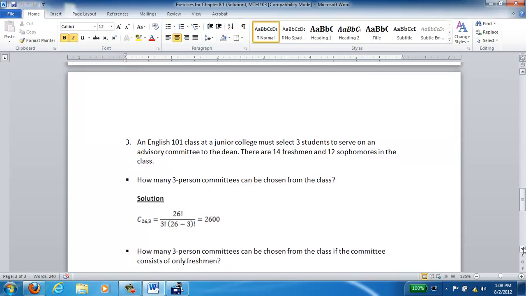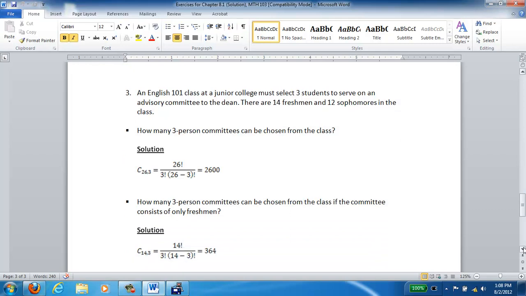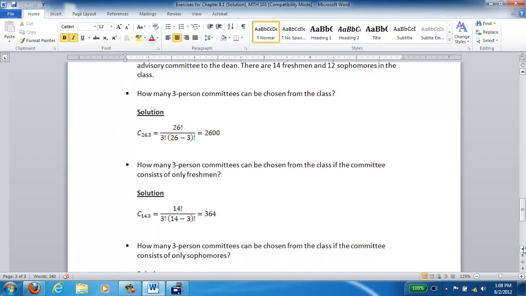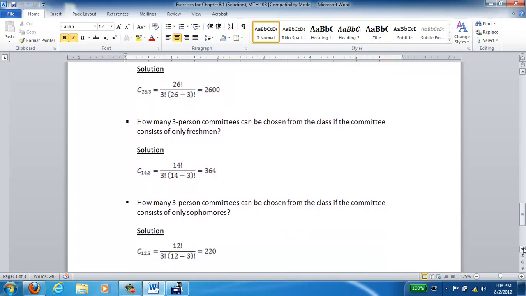How many 3-person committees can be chosen from a class if the committee consists only of freshmen? How many freshmen we have? We have 14 freshmen. So it will be combination 14 and 3. So 364. And how many 3-person committees can be chosen if the committee consists of only sophomores? We have 12 sophomores, combination of 12 and 3, 220.